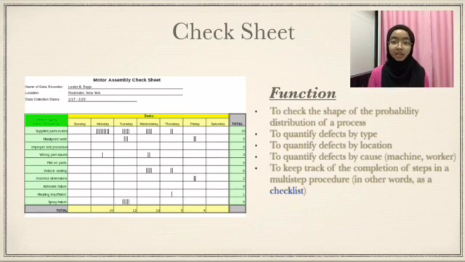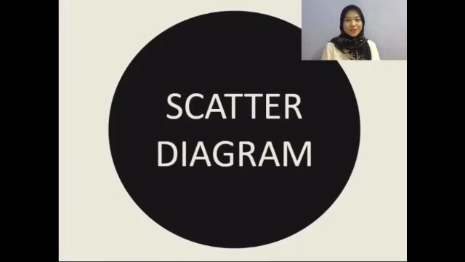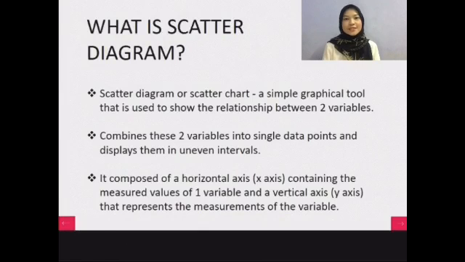it a checklist. Hi, my name is Syuhadah Binti Kamaruddin, and I'm going to explain about the second tool of TQM, which is the scatter diagram. A scatter diagram or scatter chart is a simple graphical tool that is used to show the relationship between two variables.